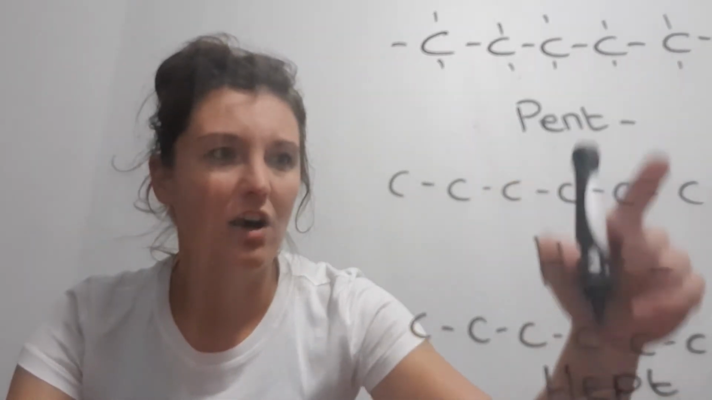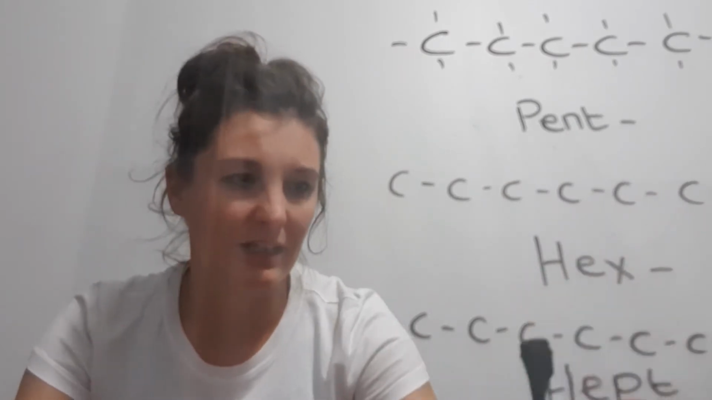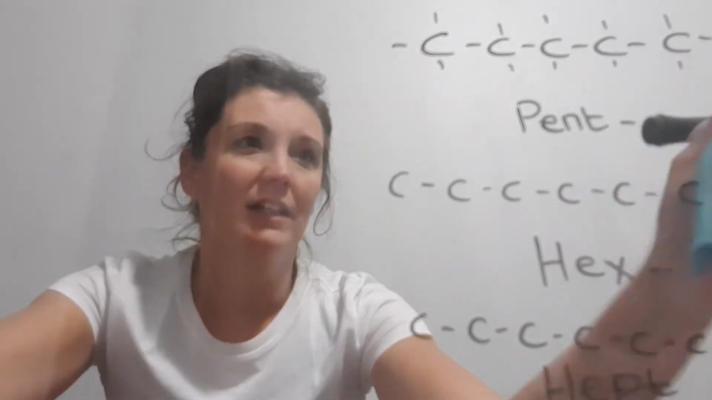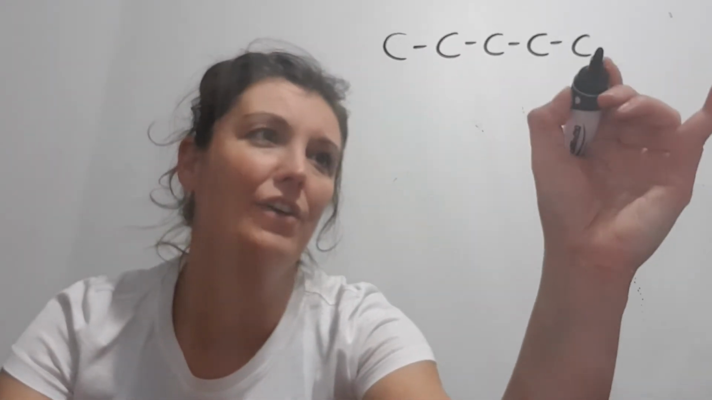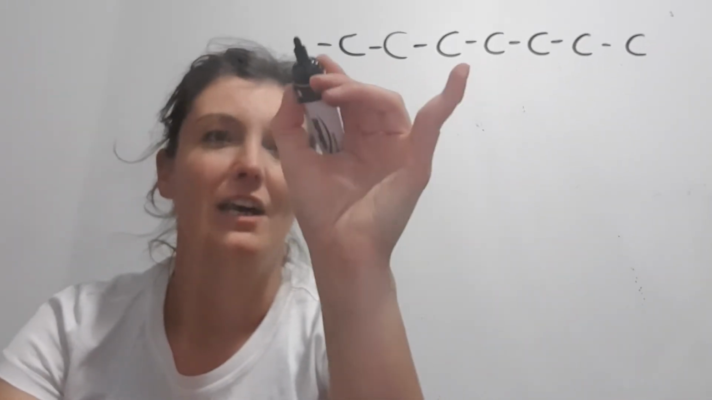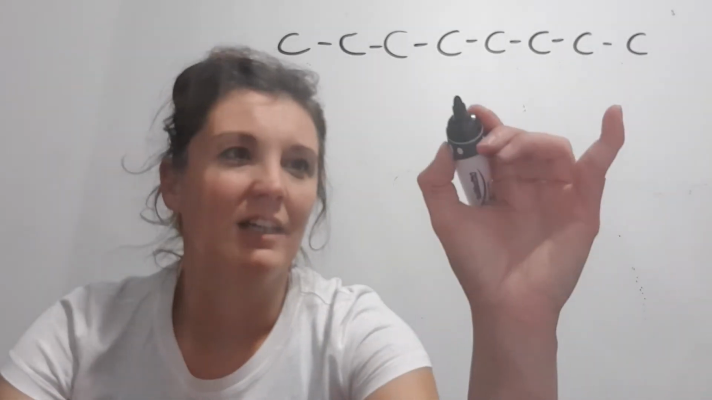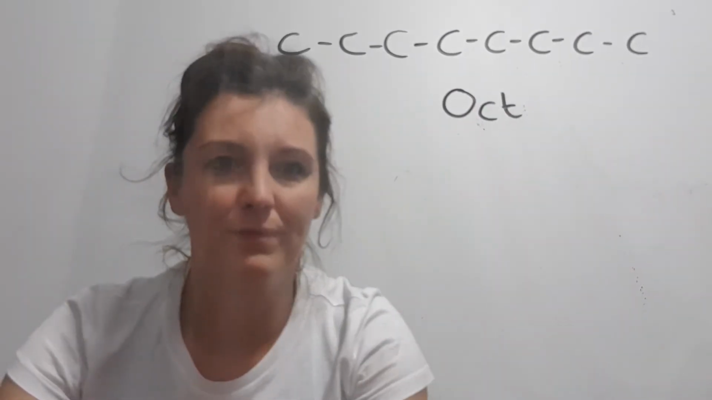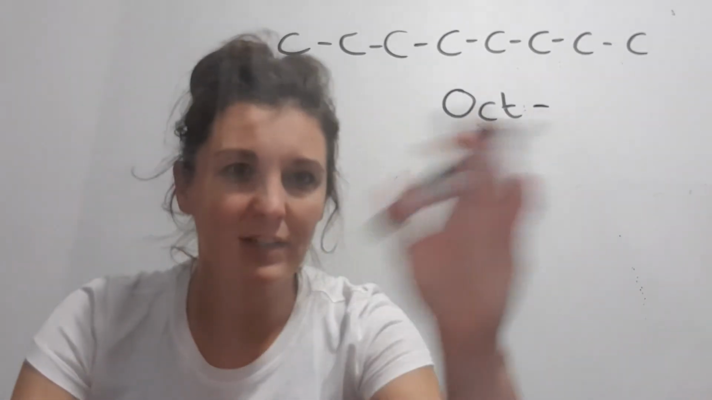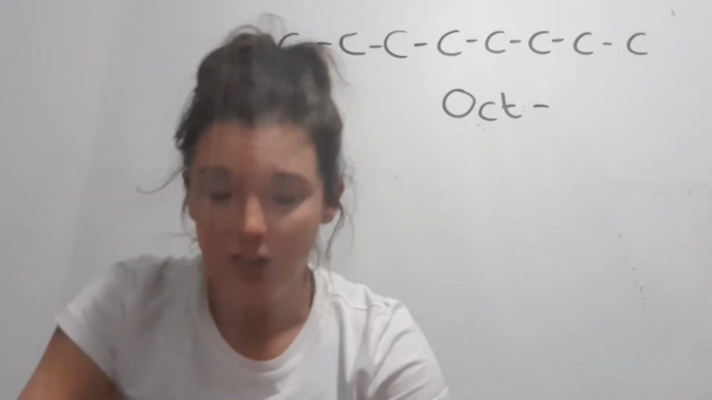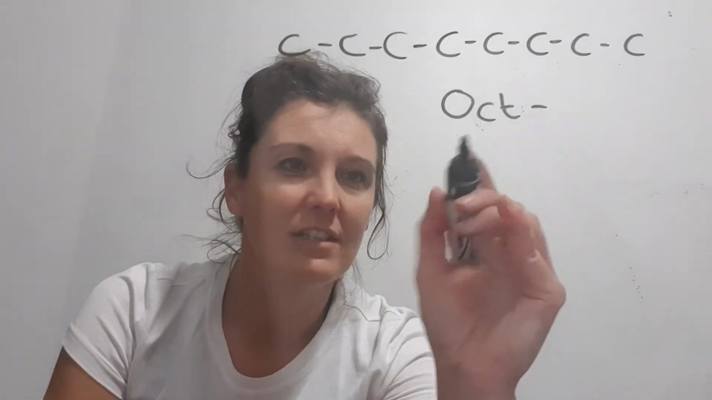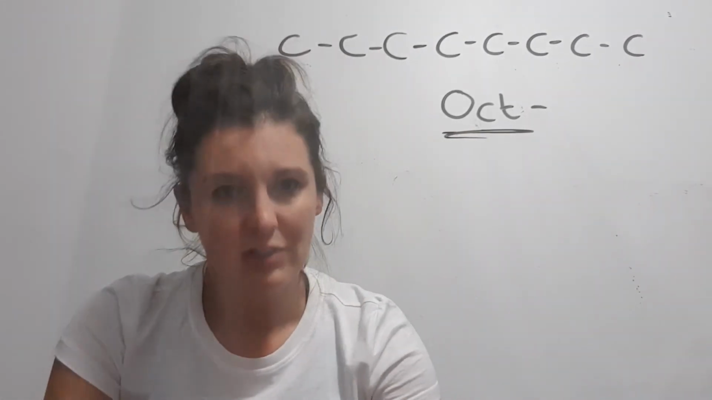So we have pent is 5, hex is 6, hept is 7, and then the last one, let's see if you can guess what 8 would be. 8 is 1, 2, 3, 4, 5, 6, 7, 8. If we have 8 carbons connected, it is called oct something. Oct something, and then the surname of the family. And that is how you name this; it tells us how many carbons are in a certain family.